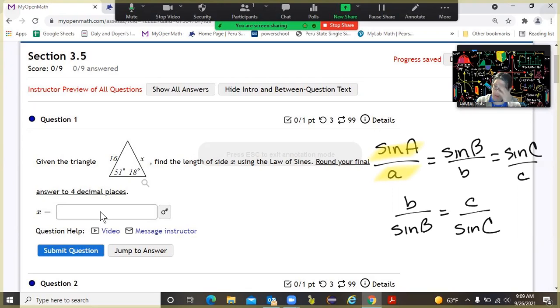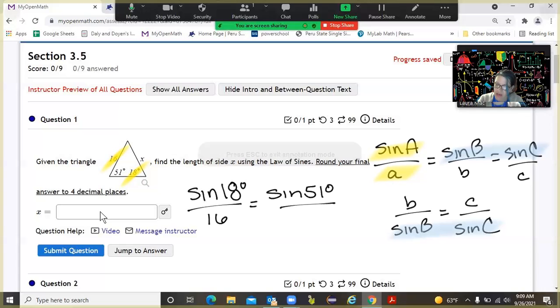The first one says, given this triangle, find the length of x using the law of sines. So we look at it and ask, do we have a pair? And we do. We have this side and this angle. So the sine of 18 degrees is to the number 16 as, and the only thing you have to be sure of when you set these up is that you either have the sines together in the denominators or the sines together in the numerators. As long as you have that, you're good to go. So we're going to have the sine of 51 degrees divided by x.